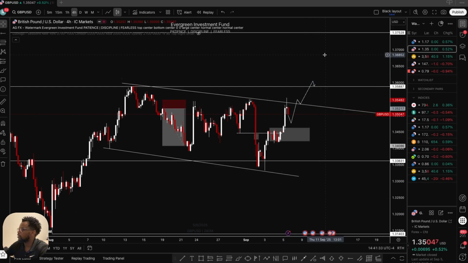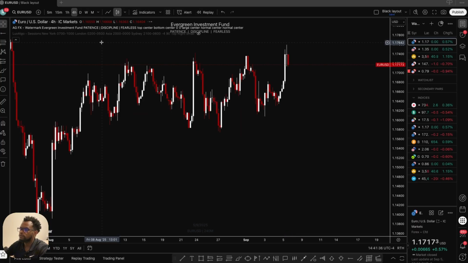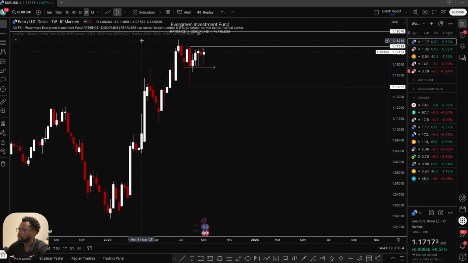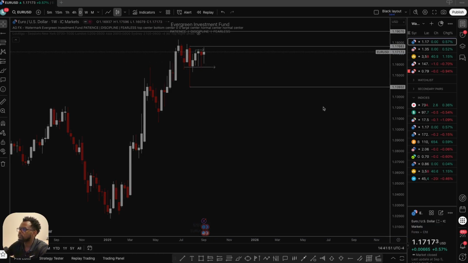So that's what I'm looking at on euro dollar, on pound dollar, and then euro dollar, similar pattern. It's just different. Again, open strong, push down strong, close to weak, strong as well. Again, weak, strong, weak, strong. So go on the daily.